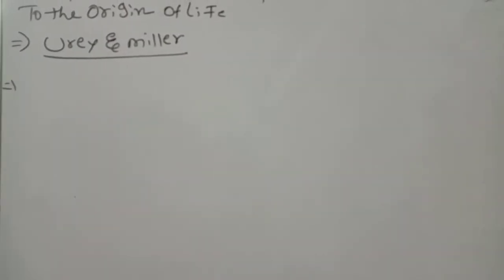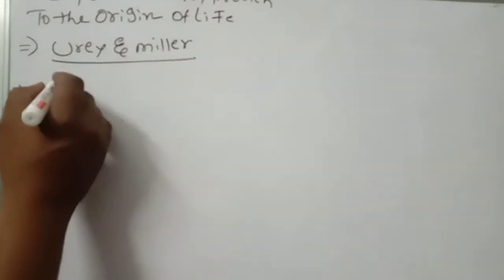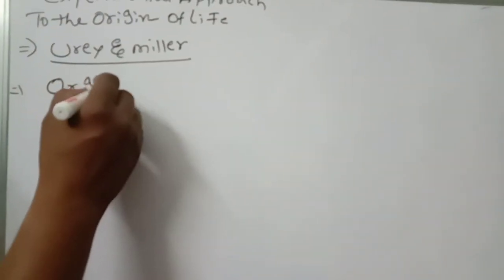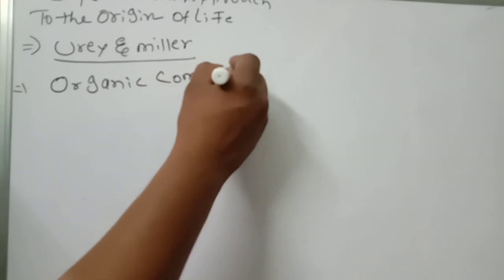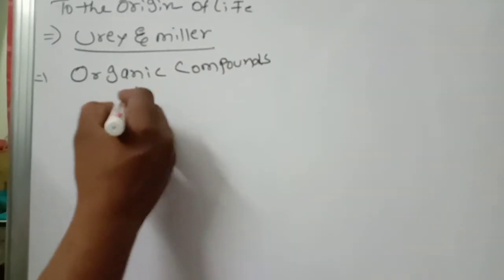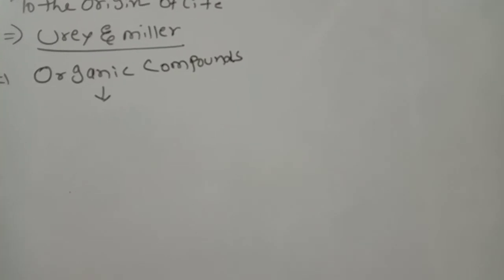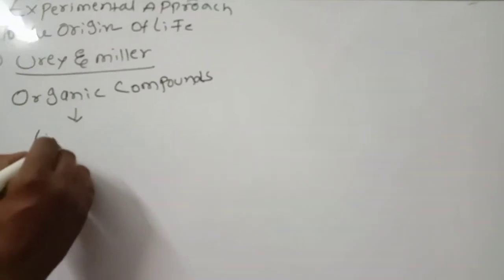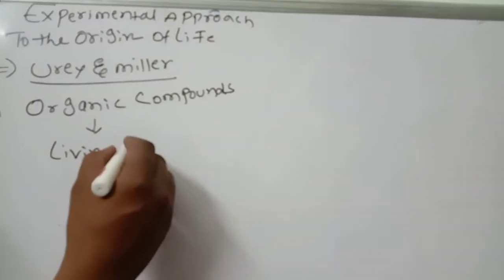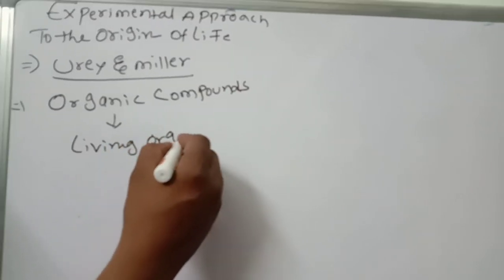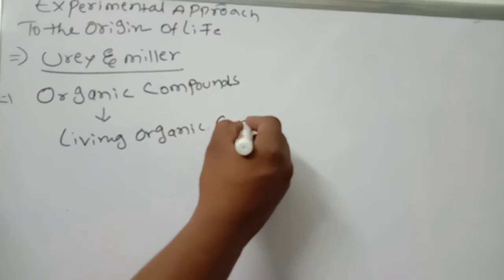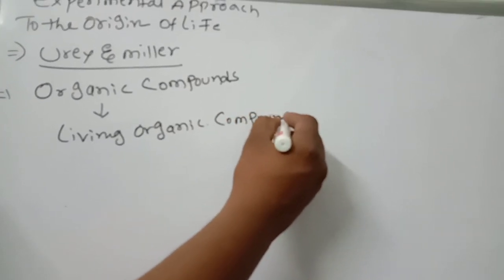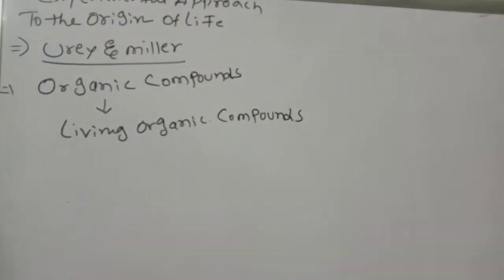Okay, so they gave the synthesis of organic compounds. How organic? Because life formed from organic compounds only. How these organic compounds are formed. That leads to how living organisms are formed from organic compounds. That explanation was given by Urey and Miller.